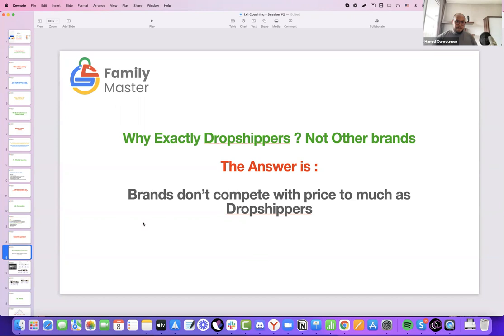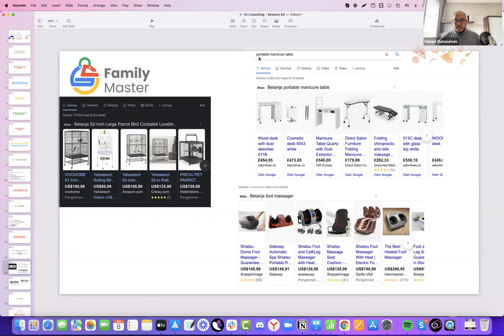For example, look at these products. Portable manicure table. You see the selling price here? It's high. So in that case, we can compete. Also this case. The price is high. So here it's a good product, and also just focus on the products that we can sell above $100. Above $100. Focus only on those products.